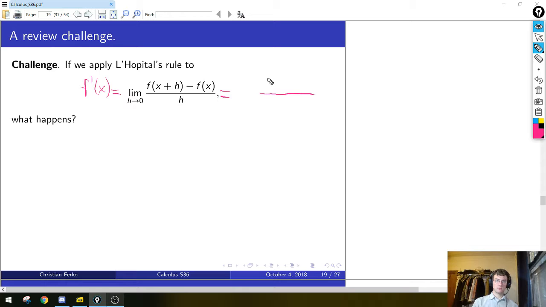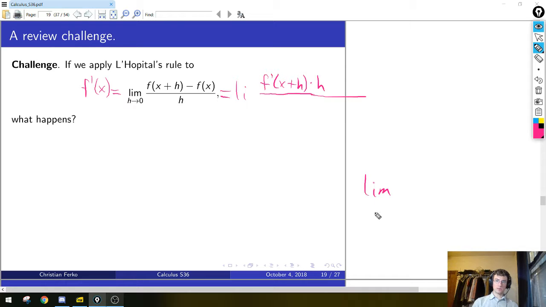f, the entire top side I need to think about. This is going to be f prime of x plus h times h minus f prime of x. Well, let's be careful. So what does L'Hopital's rule tell us?